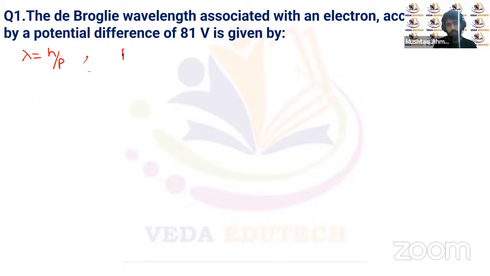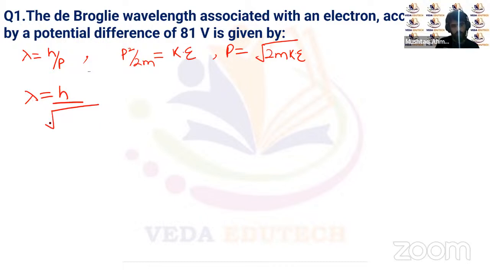Now we know that the relation between the kinetic energy and the momentum of the particle is that p square over 2m is equal to the kinetic energy of the particle, right? So we can write the momentum as the square root of 2m times the kinetic energy, and replace the momentum in this equation with root of 2mK. So h upon root of 2mK will give us the de Broglie wavelength when the kinetic energy of the moving particle is given. This will be the associated de Broglie wavelength for an object.